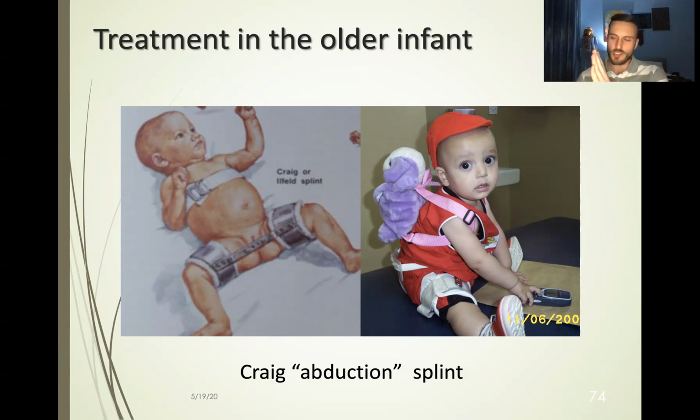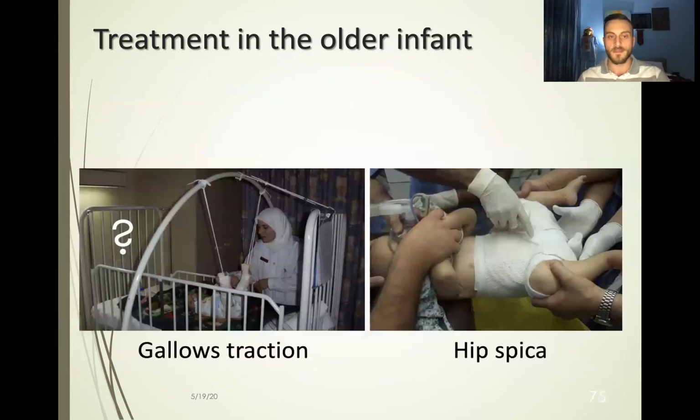The problem, we are going from dynamic to static. Static means we are putting more pressure and sometimes we can cause avascular necrosis. Gallows traction is no longer used. They used to have it a long time ago. Hip spica after 6, 7, 8 months now, it's the gold standard.